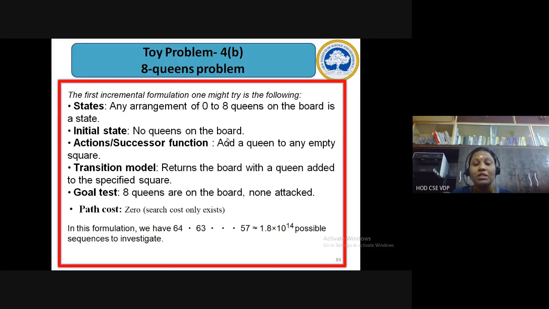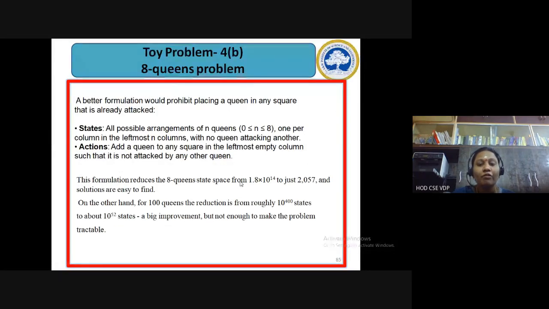The investigations have shown that instead of taking 1.8 into 10 to the power of 14 investigations, the number of investigations has drastically reduced to just 2057 investigations, and the solution is easy to find. Probably if it is a 100 queens problem, then instead of 10 to the power of 400 states, it was just 10 to the power of 52. That is by placing one queen in each column, right? That was an addition that was done in the research literature review. Okay, so this is just for your information.